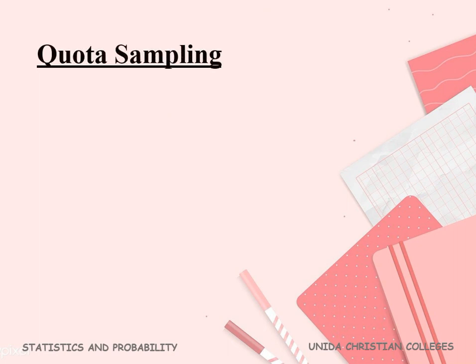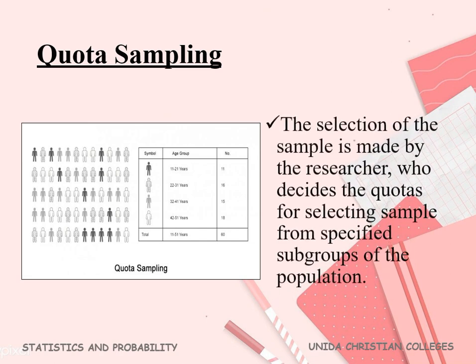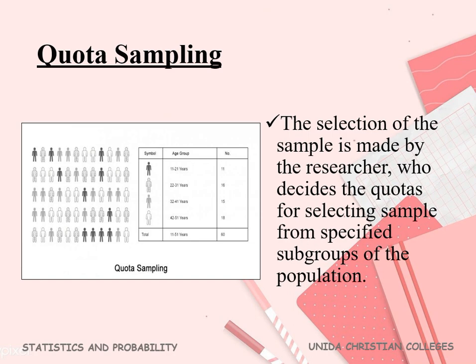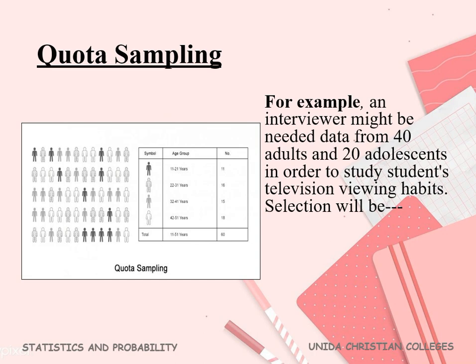Next is we have the quota sampling. So from the word quota, so sampling is in this process of selecting a subset of the population for analysis to save time and resources. So the selection of the sample is made by the researcher who decides the quotas for selecting sample from the specified subgroups of the population. So let's say for example, yung interviewer need niya ng data sa 40 na adults tsaka sa 20 na adolescents para daw po malaman niya yung students' television viewing habits.